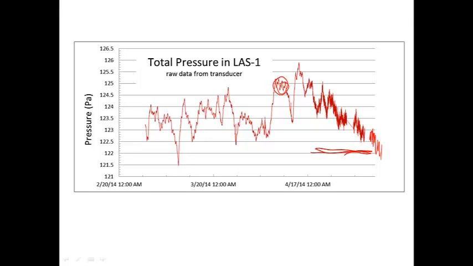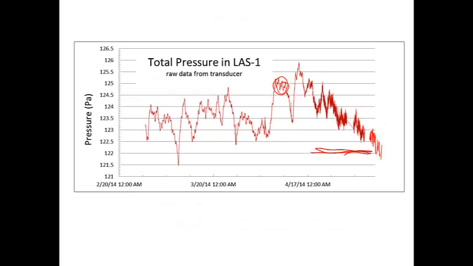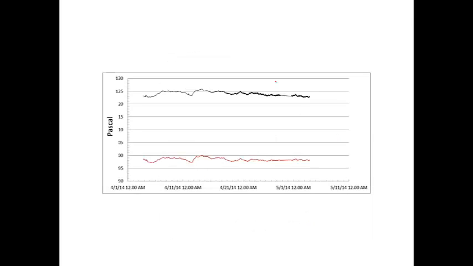Okay, so this is the total pressure, and what we need to do is, let me see. Okay, here's what I want. We want to take the barometric pressure and subtract it from the total pressure. So this is the plot that I just showed you. The scale is now different. This is a much bigger Y scale. And this is the barometric pressure. So let's see, this is 100 kilopascals. So this is barometric pressure. It's about 10 meters of water equivalent.